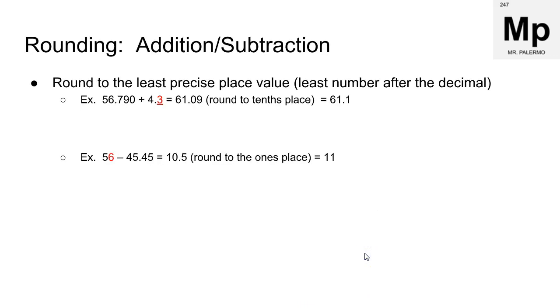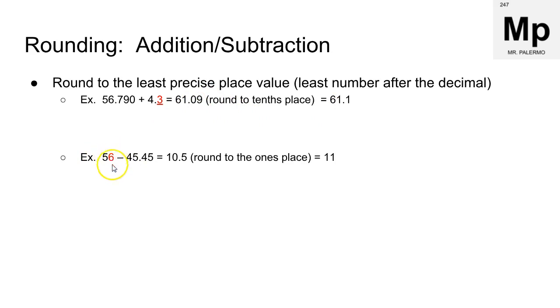For rounding, when we add or subtract, it's the same rule for sig figs. We're going to round to the least precise place value. If there's a decimal point, the least number after the decimal. So for example here, this is precise to the thousandths place, and this is precise to the tenths place. So our answer here is going to get rounded to the tenths place. And so we'd round to 61.1. This 9 rounds this 0 up to a 1.